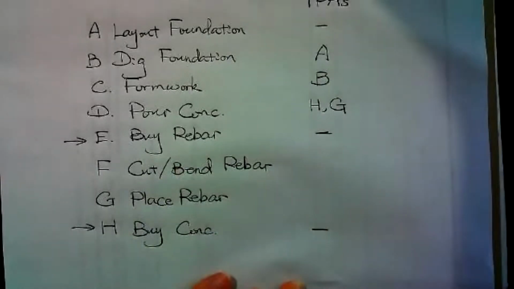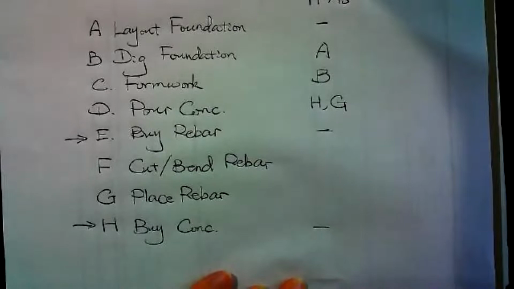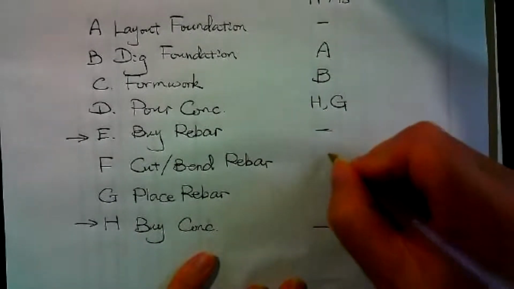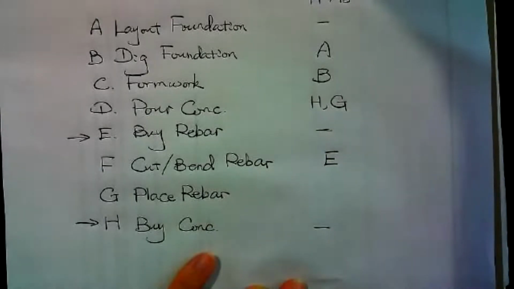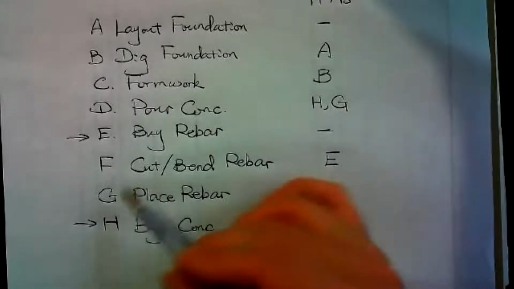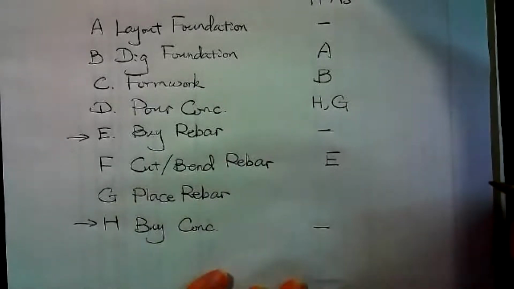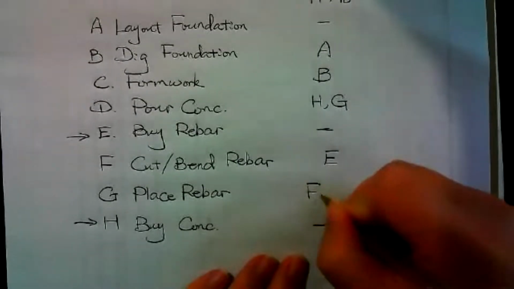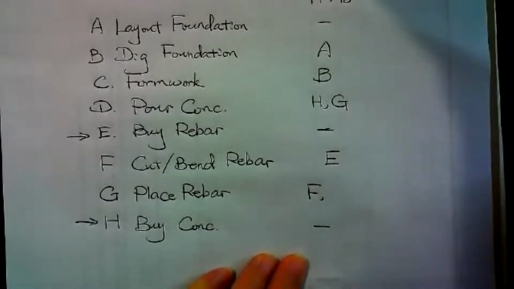He has to buy the rebar. Exactly, very good. We have to have the rebar. So that is E. Then place rebar. What is needed before I can place the rebar? Cut rebar. Cut and bend rebar. Is there anything else?